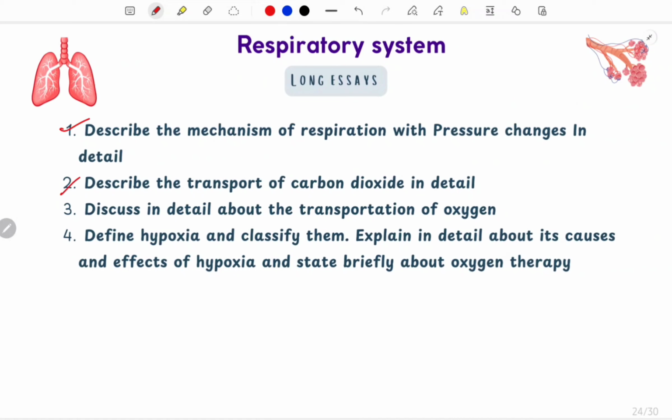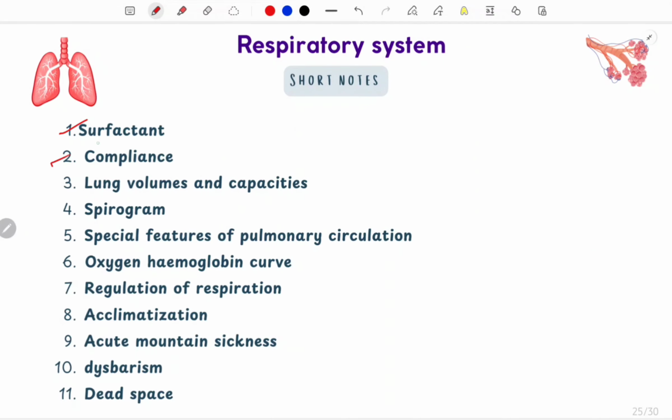Describe the transport of carbon dioxide in detail. Describe in detail about the transportation of oxygen and define hypoxia and classify them. Explain in detail about its causes and effects of hypoxia and state briefly about oxygen therapy. Things like surfactant, compliance, lung volumes and capacity, spirogram, special features of pulmonary circulation, oxygen hemoglobin dissociation curve.